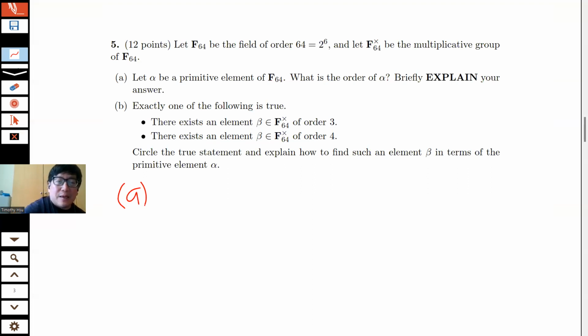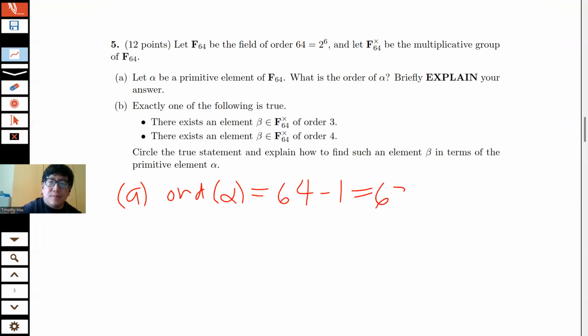The answer is the order of alpha equals, I guess the following thing is actually a sufficient explanation. It's the order of the field minus 1, which is 63. So that's A. And now B. So exactly one of the following is true. Either there exists an element of order 3 or there exists an element of order 4. And the one that is true is going to be that there's an element of order 3.